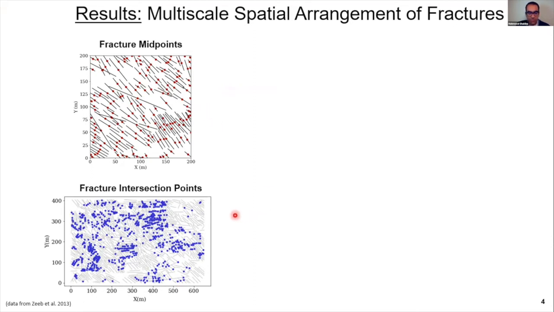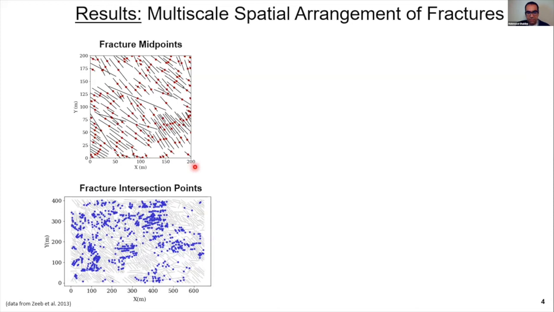Another approach is to use the fracture intersection points. Whenever two fractures cross each other or converge and intersect, we can put a point and then replace the whole fracture network with a distribution of intersection points inside the study domain. The advantage of looking at the spatial distribution of the intersection points is that it provides some information on the degree of connectivity over the entire study domain.